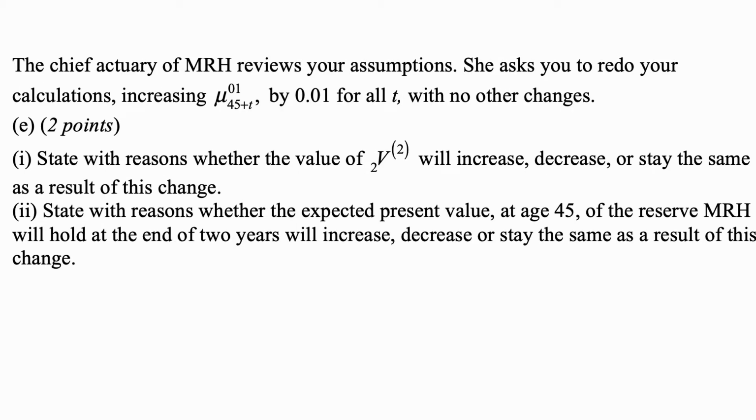The chief actuary of MRH reviews your assumptions. She asks you to redo your calculations, increasing the force of transition from state 0 to state 1 at age 45 plus t by 0.01 for all t with no other changes. Part E. Part 1. State with reasons whether the value of 2V2 will increase, decrease, or stay the same as a result of this change. Part 2. State with reasons whether the expected present value at age 45 of the reserve MRH will hold at the end of 2 years will increase, decrease, or stay the same as a result of this change.